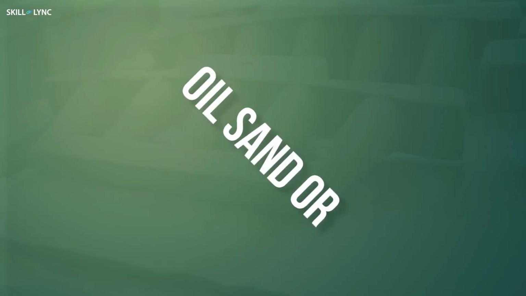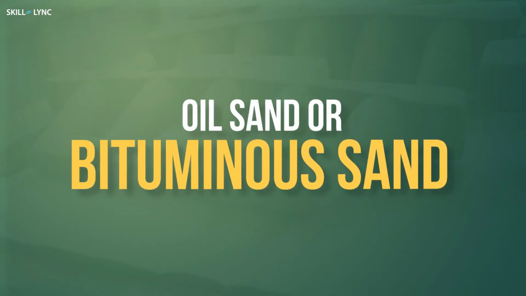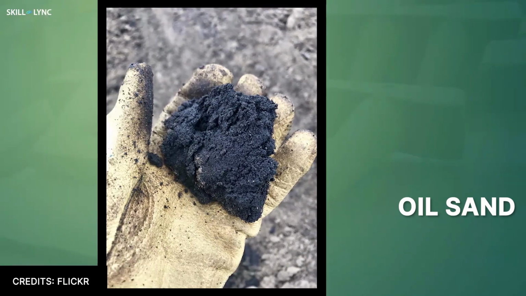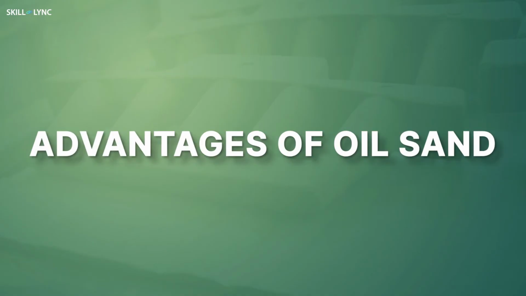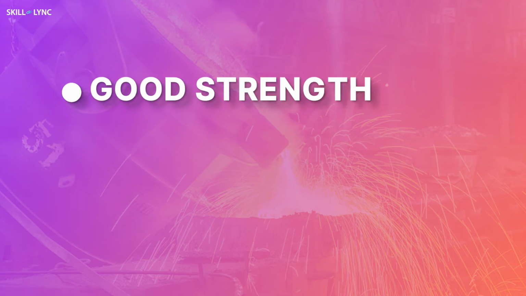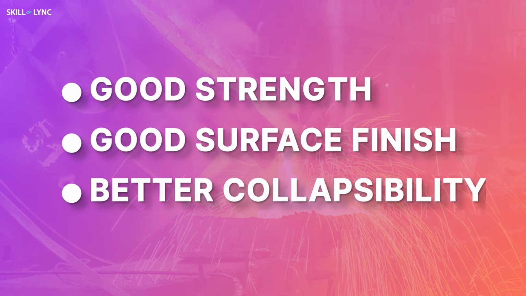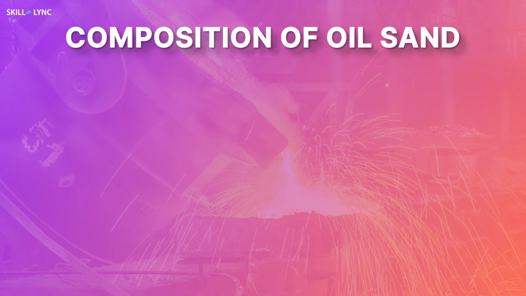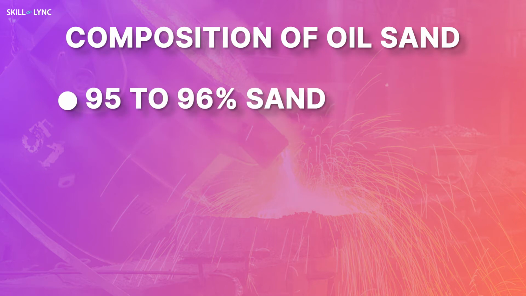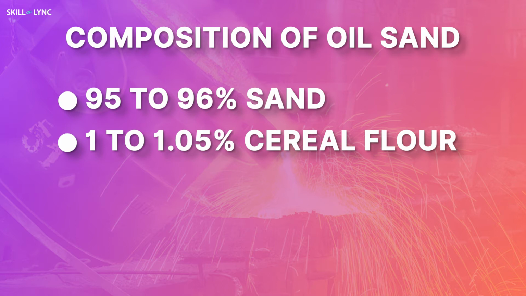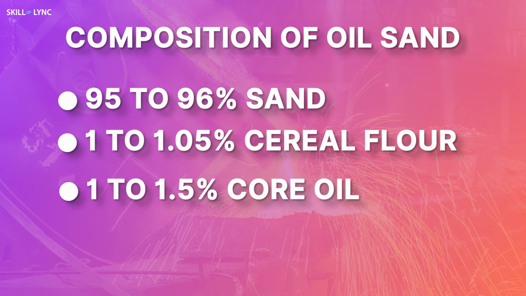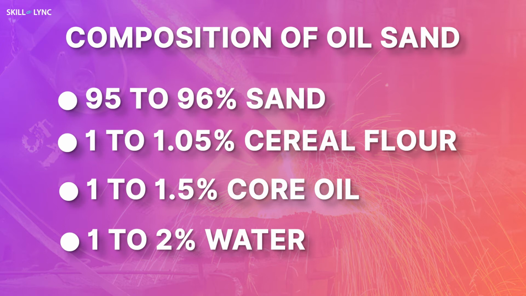Oil sand or bituminous sand is also used in making core. Oil sand is loose and possesses several advantages over other types of sands. These advantages are good strength, good surface finish, and better collapsibility. The composition of a typical oil sand is 95 to 96% sand, 1 to 1.05% cereal flour, 1 to 1.5% core oil, and 1 to 2% water.